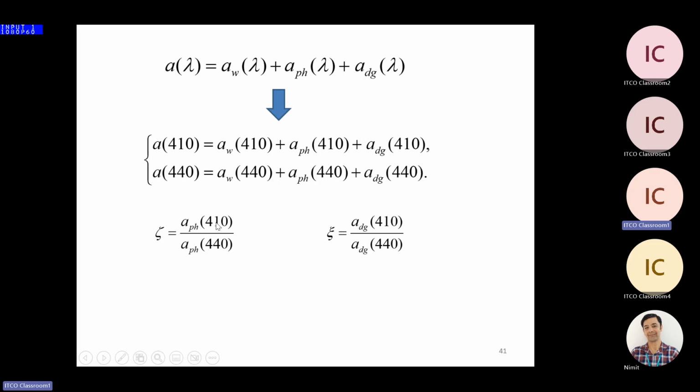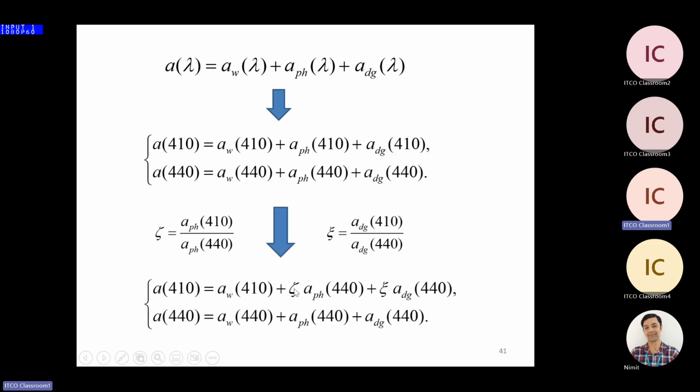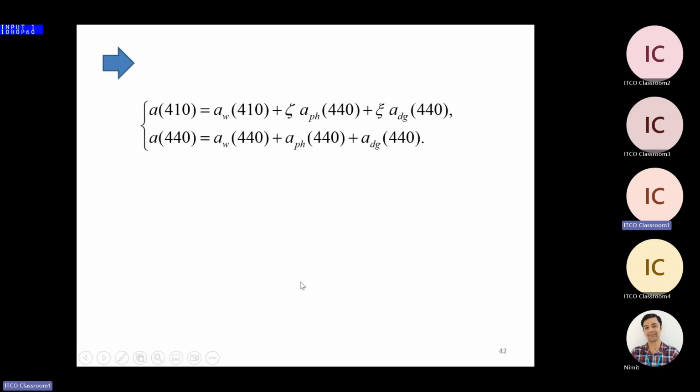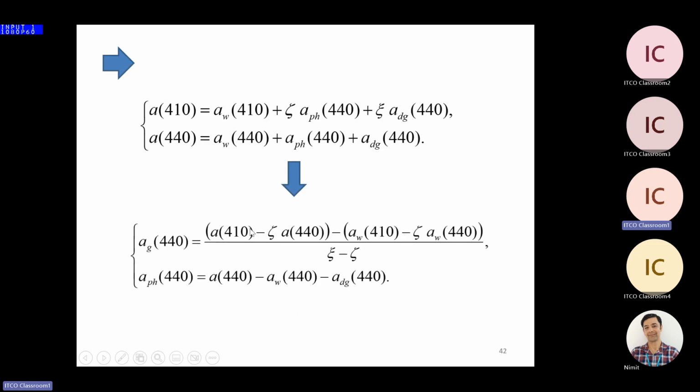We have to somehow get a shape based on the ratio of 410 divided by 440. That's this one, and here is this one, ADG 440, APH 440. So plug in here, then we get these 2 equations, and then we can solve them. ADG 440 is this. APH 440 is simply the total A minus A water minus ADG 440. Now, as you can see, we still need to know these 2 numbers, which are the ratios of APH 410 divided by APH 440 and ADG 410 divided by ADG 440.